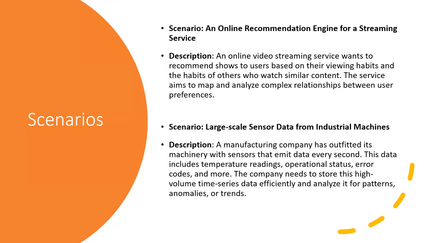A manufacturing company has outfitted its machinery with sensors that emit data every second. The data includes temperature readings, operational status, error codes, and more. The company needs to store this high volume time series data efficiently and analyze it for patterns, anomalies, or trends. Well, time series is the key here, a little tip there. So in this scenario of large scale sensor data from industrial machines, what do you think would be the best choice? I gave you the hint.